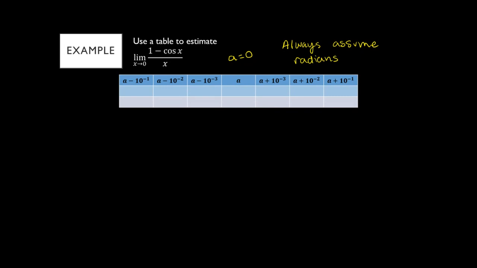So you need to make sure if you're using your calculator that you are in the correct mode, radian mode, because if you are in degree mode, your answers for your table are going to be completely wrong. So always make sure your calculator's in radians unless you are told otherwise. Our table here is going to be exactly the same as the table in the previous example because we're still approaching 0.